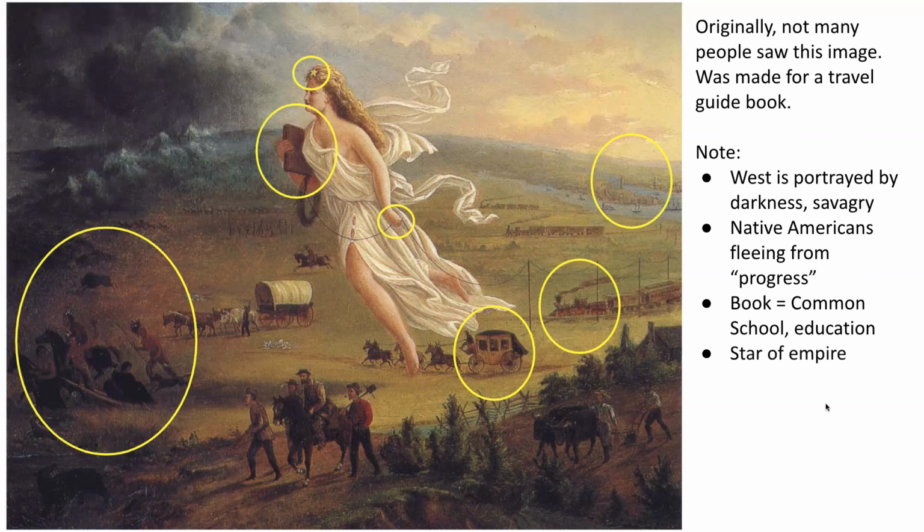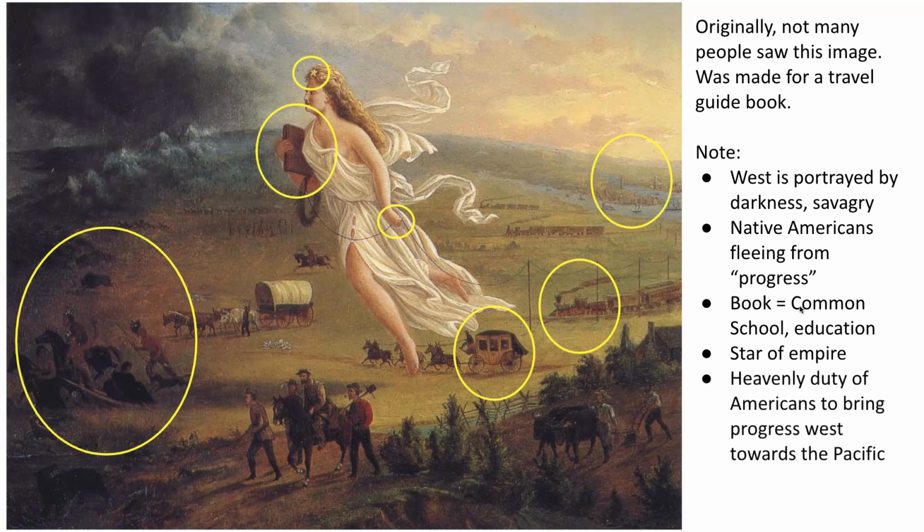She's got the Star of Empire on her crown there. And she's portrayed as this heavenly angel, and it's this duty of Americans to bring progress west. So this is probably the Mississippi River, and then you can just make out the Pacific Ocean there.